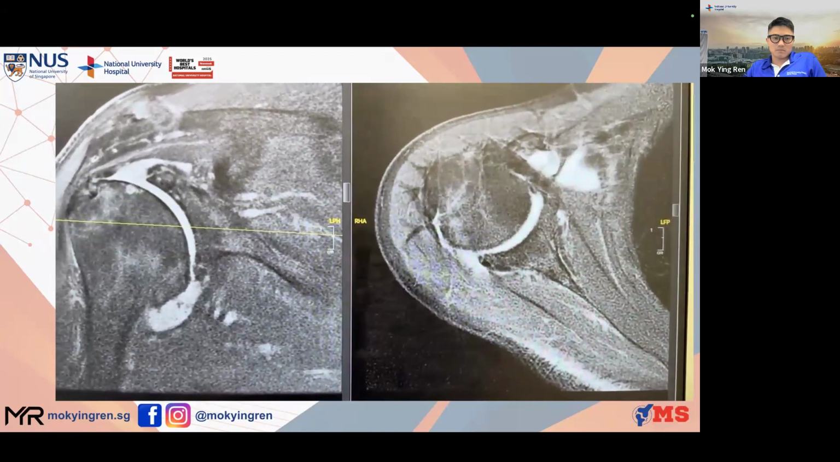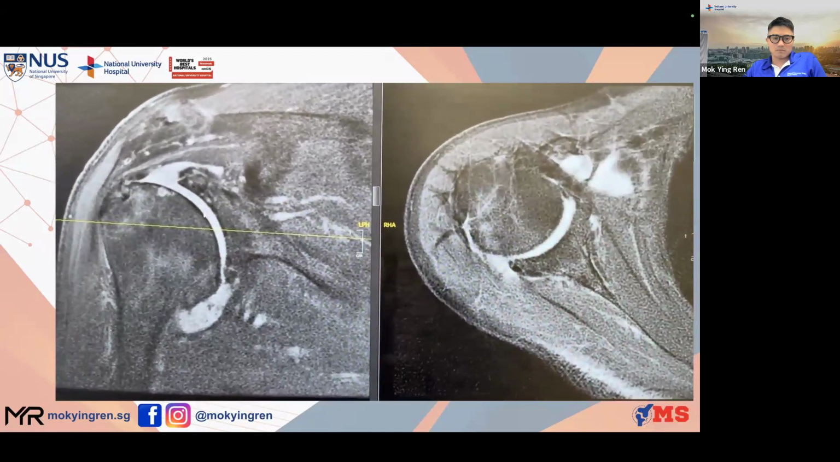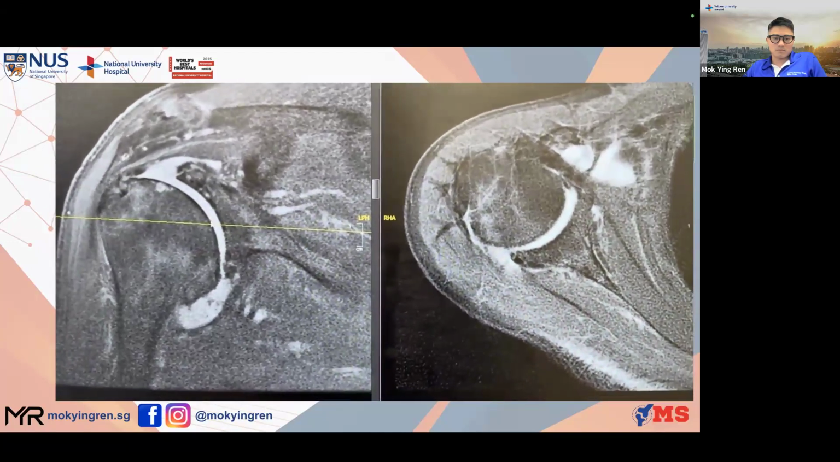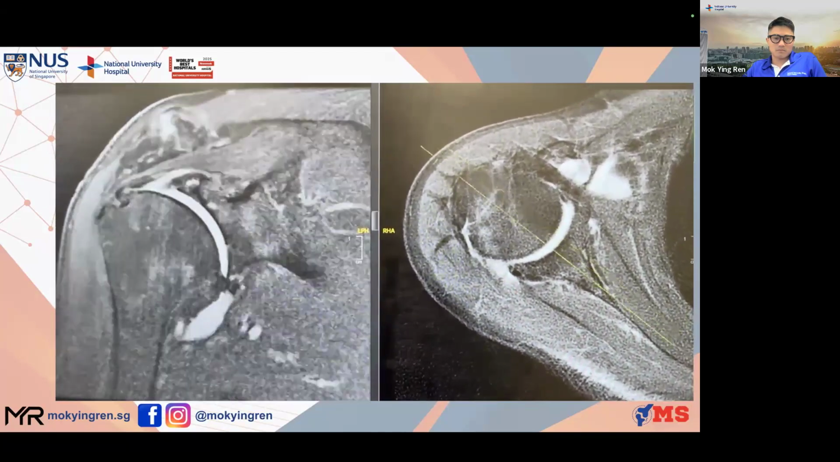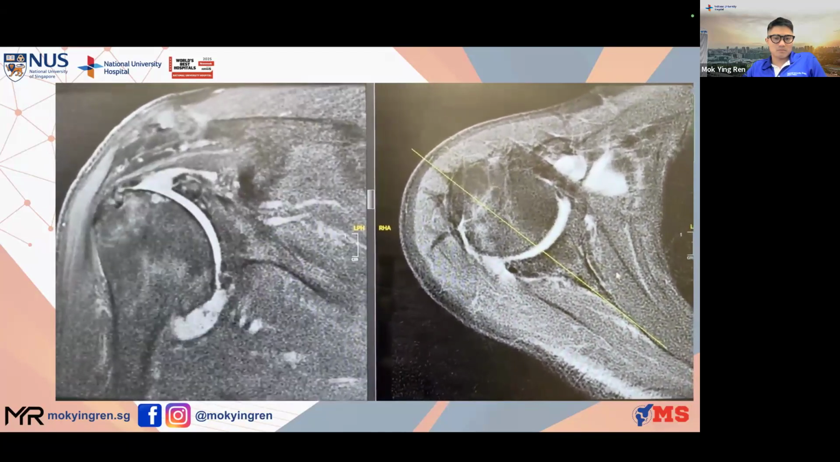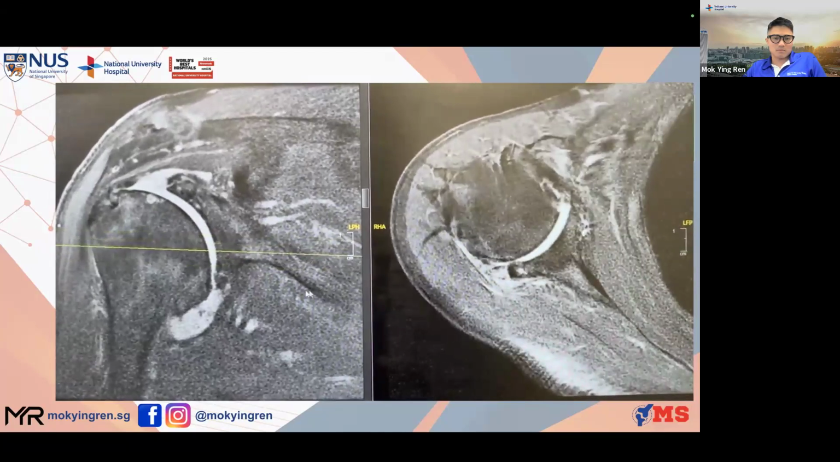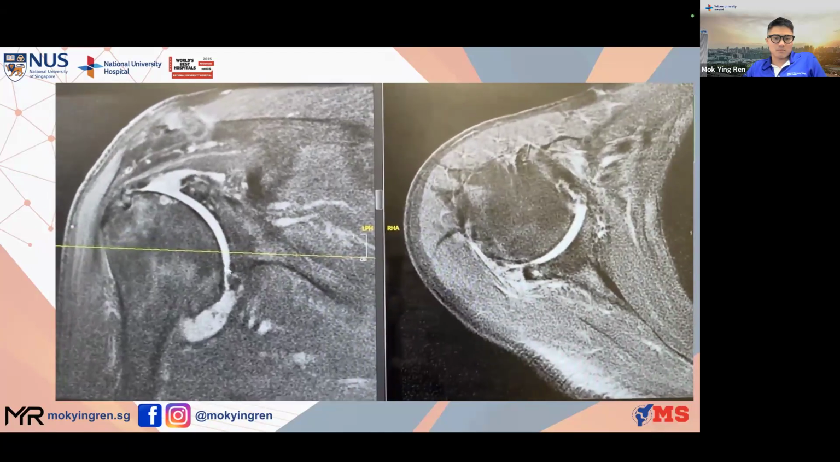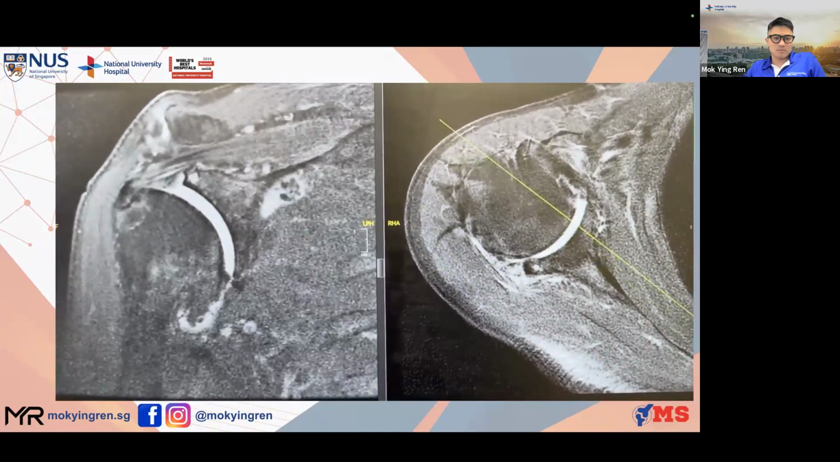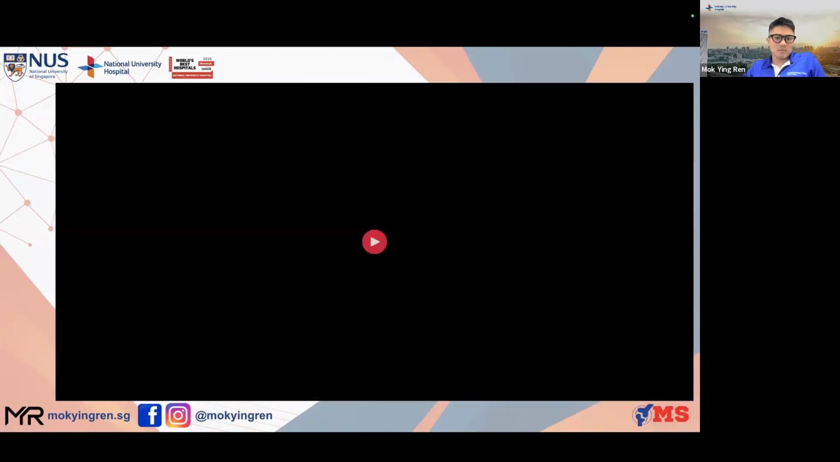And you can see there's a lot of effusion within the joint. This empty space here, this is a T2 fat suppressed view, so there's a lot of effusion even in the axillary pouch over here. So this is what you can see on the MRI. There's reduced joint space, especially inferiorly, and a huge osteophyte. We find the rotator cuff is intact.